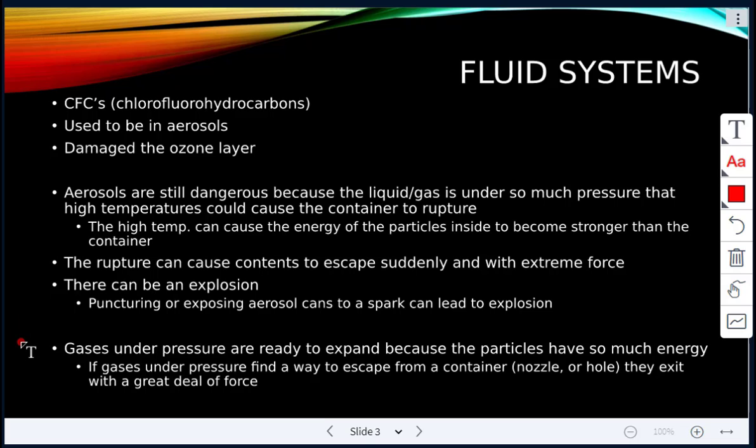And gases under pressure are ready to expand because the particles have so much energy. And then if the gas is under pressure and finds a way to escape from a container, such as the nozzle or the hole, it will exit with a great deal of force.